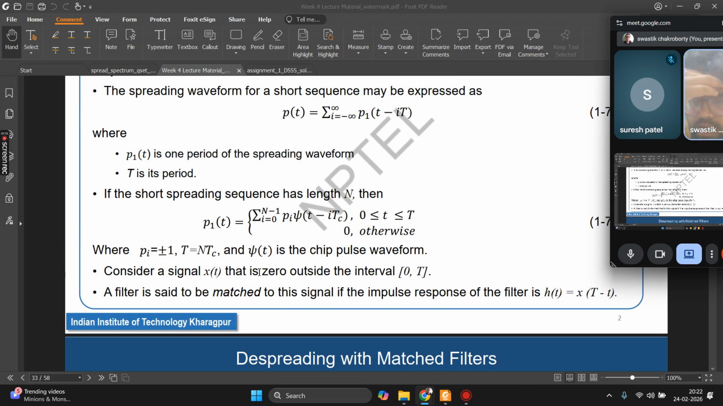Consider a signal x(t) that is 0 outside the interval 0 to T, so x(t) is time limited between 0 and T. This is the matched filter definition. In a matched filter, we design a filter that is a delayed and flipped version of the signal. A filter is said to be matched to this signal if its impulse response is h(t) equal to x(T minus t), where T is the time period. So we are flipping the signal to minus t, and then delaying it: x(t minus T).